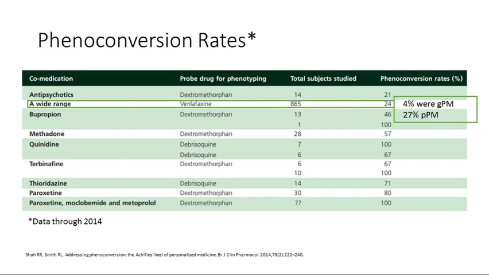So is this something that's rare? It is not, and I mentioned that a minute ago. These are a number of different studies from a review that was done. I'll just point to the second line where we see a wide range of co-medications given to some 865 subjects that were studied. The GPM, I put the G in there to stand for genetically poor metabolizers. 4% were poor metabolizers. But when you add in the phenoconversion component, the PPM here, we see 27%.